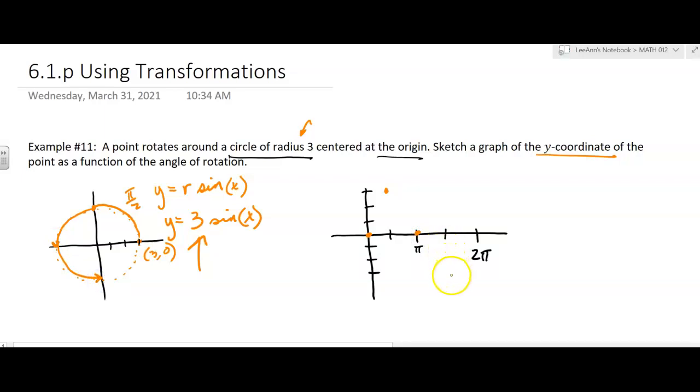Now we're at -3 for the output, or the y value. And then finally we're back to the complete circle, and we have an output of 0. And so it looks like that. Well, next time I'll draw it better. Okay, so that is the sketch of the graph of the y-coordinate of the point as a function of the angle of rotation. So as you're rotating it around, that's what the y values are doing. All right.